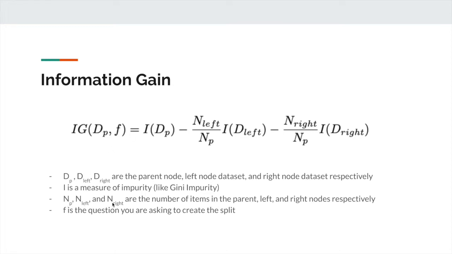NP, N left, and N right are the number of items in the parent, left, and right nodes respectively. And F, which you don't see anywhere here but is actually used to generate DP, D left, and D right, is the question that you are currently considering and calculating information gain for. When you're creating a decision tree, you basically come up with all the possible questions that you can ask, generate the resulting left and right nodes for that question, and calculate the information gain.